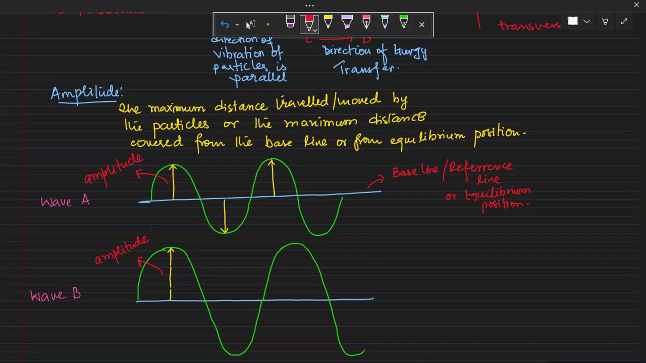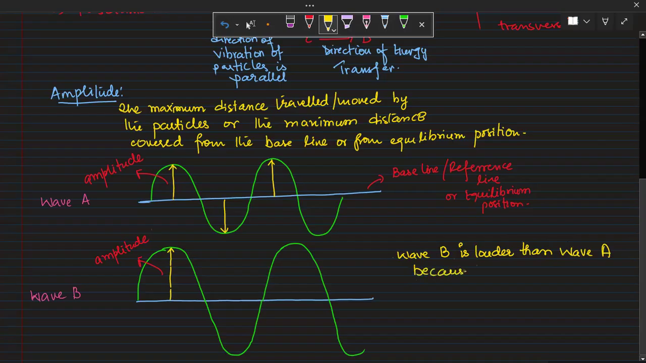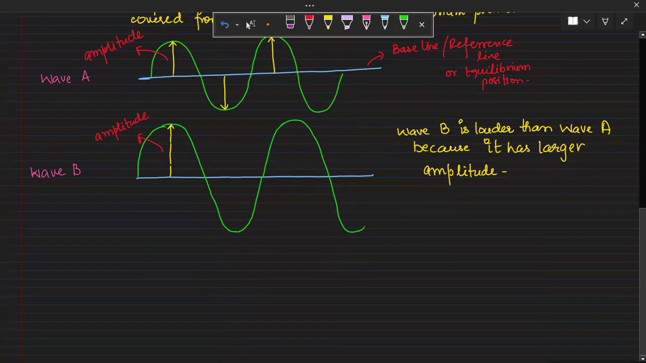So what I can conclude here is that wave B is louder because... louder than, we have to be very specific, right? I told you we have to be very specific while answering questions. So wave B is louder than what? Than wave A, because it has larger amplitude, which is a vertical distance in the waveform. I hope this concept is clear now.